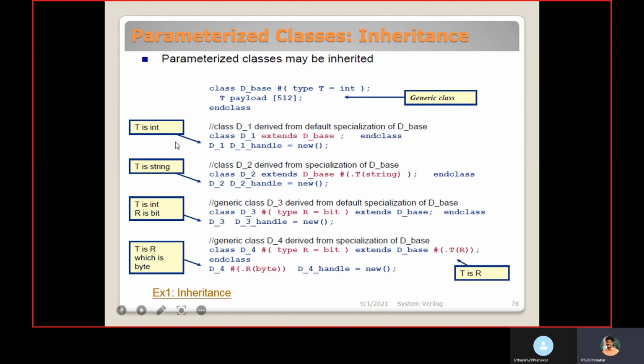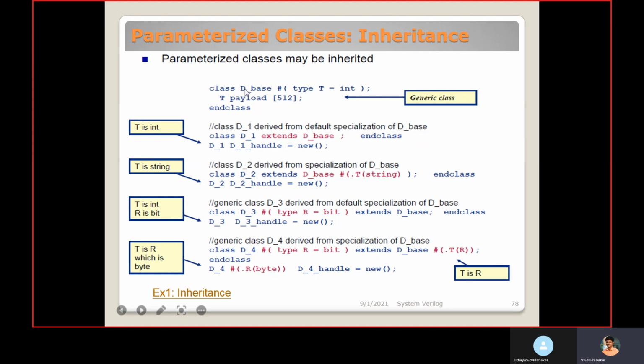Now this is the first way. Class D1 extends D base. D base is nothing but this base class name. I am inheriting D1 from D base. When I inherit, automatically I create the D1 handle, and with the help of the new constructor I create an object for this D1 handle. So inside this D1 handle, T is int type.